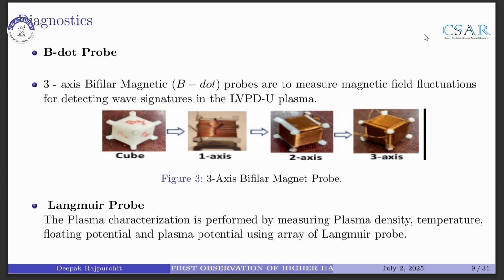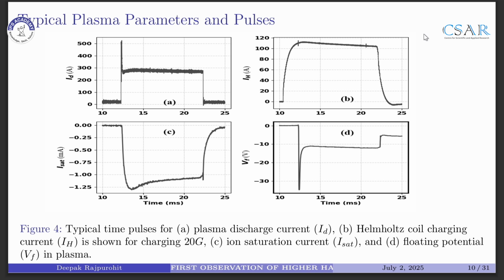We are detecting wave signature and wave phenomena inside the plasma using bifilar B dot probes. They are in-house, we made them ourselves in our lab. And plasma characterization was done by Langmuir probes.